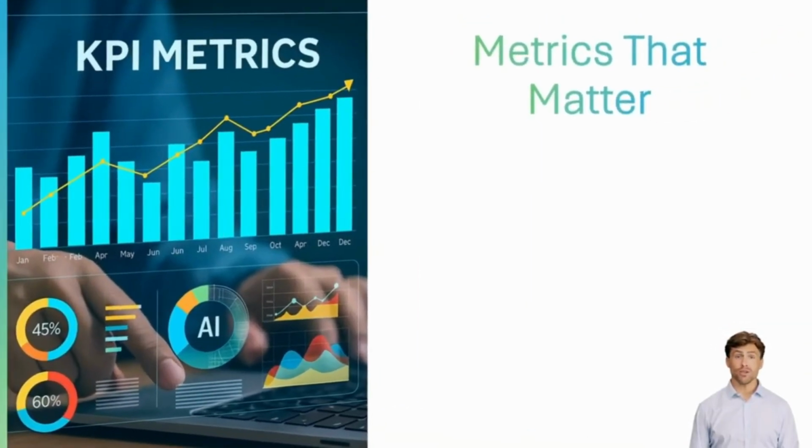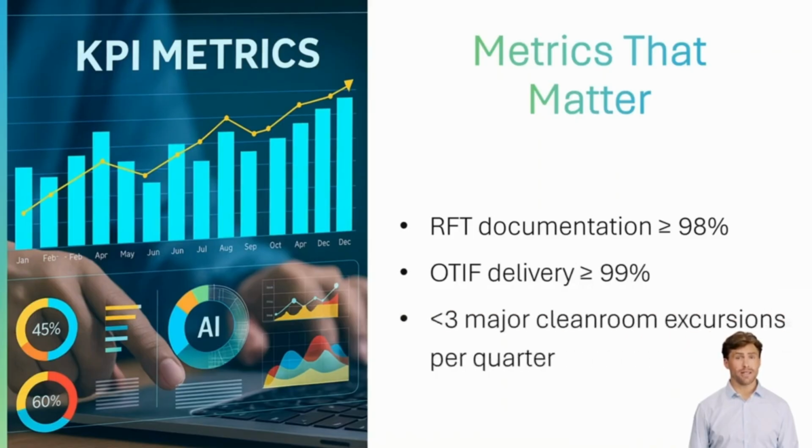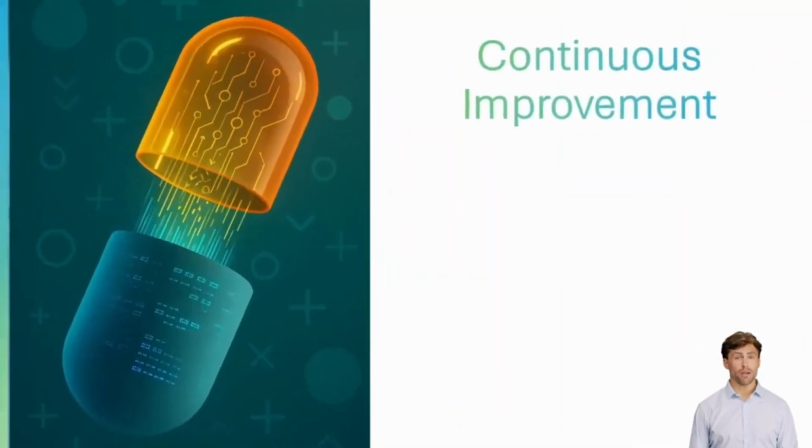To measure success, you track things like right first-time documentation, on-time in full delivery, and cleanroom environmental data. These numbers show how the system is working and where you can improve. Even small changes make a big difference.